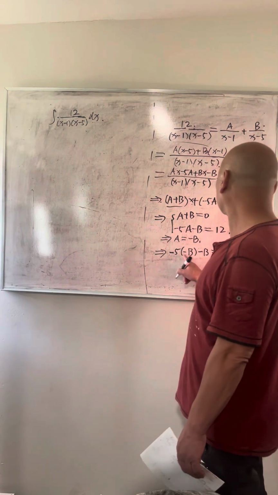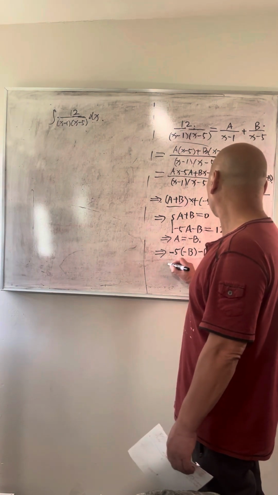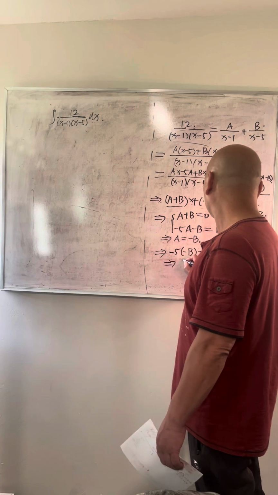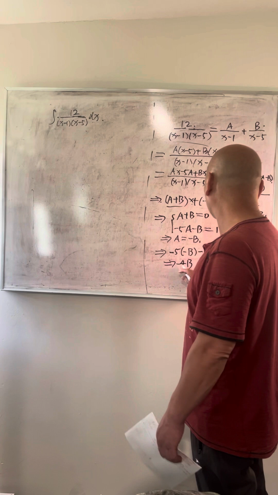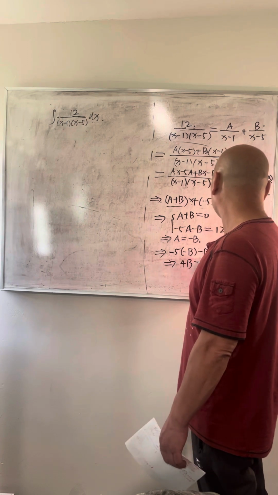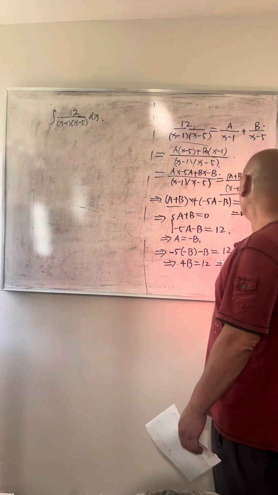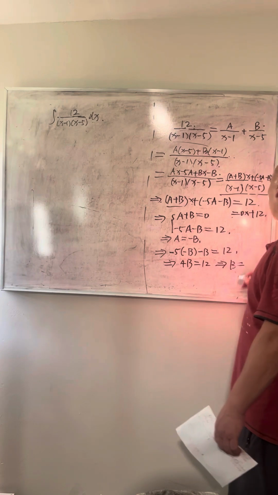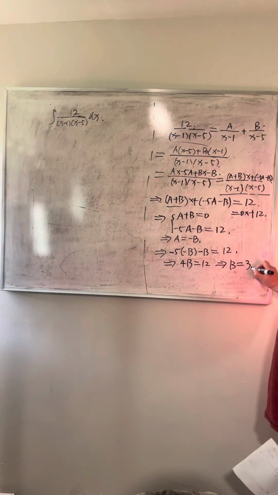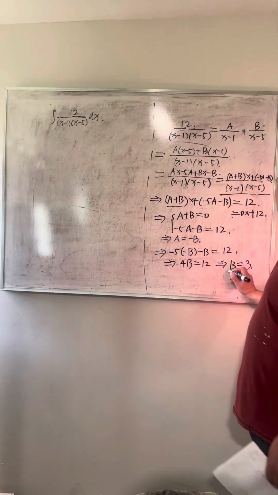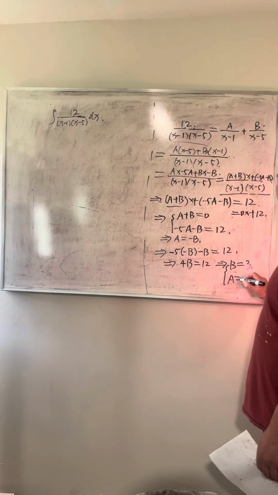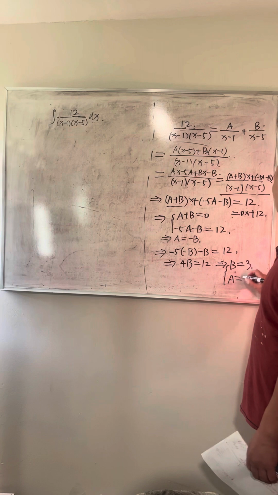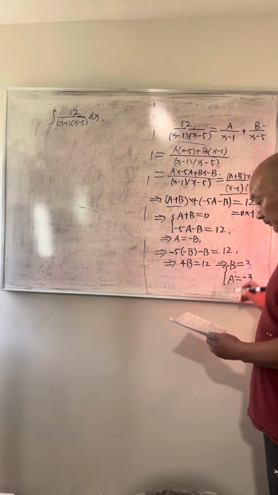So what is positive 5? That means 4b, positive 4b, is equal to 12. Then b is 3, and we know a is negative b, right? So a is negative 3.